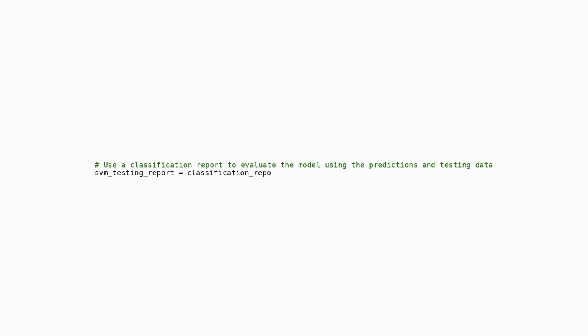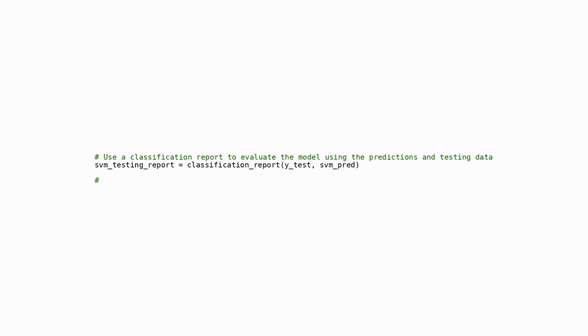This code snippet is used to evaluate the performance of a model that has been used for a classification task. It does this by comparing the true labels of the data, Y_test, with the predictions made by the model, SVM_pred, using a function called classification_report from a machine learning library, likely scikit-learn. The classification_report function generates a text report showing the main classification metrics including precision, recall, F1 score for each class, and the averages of those metrics.